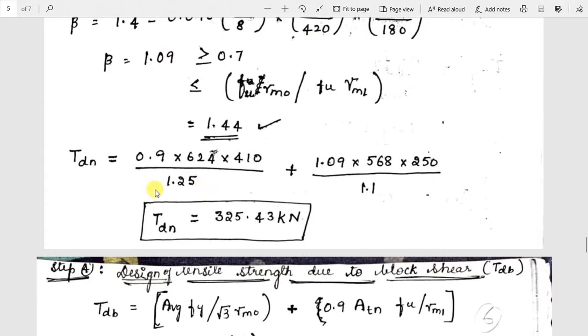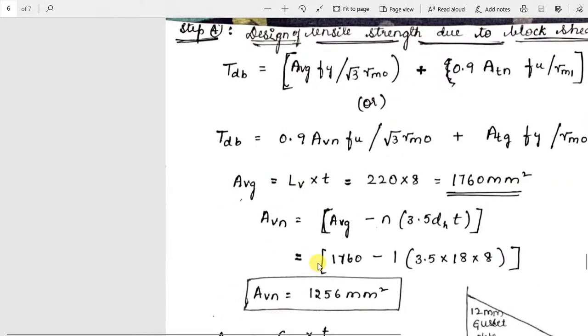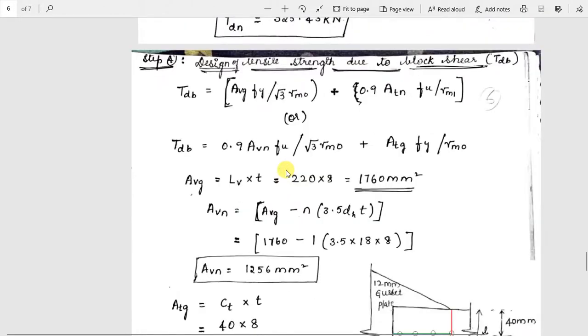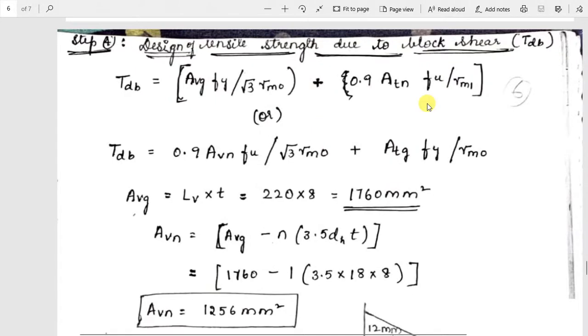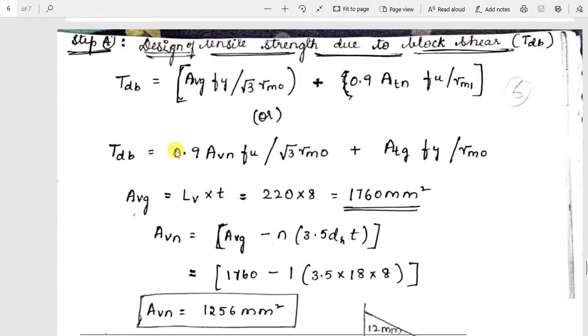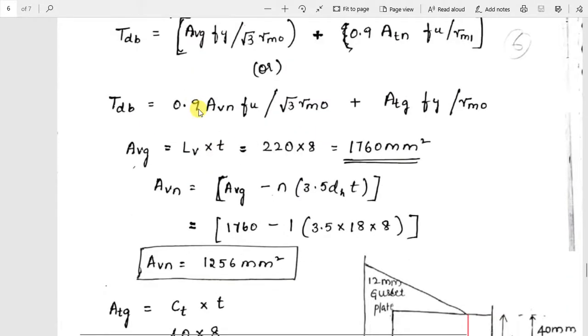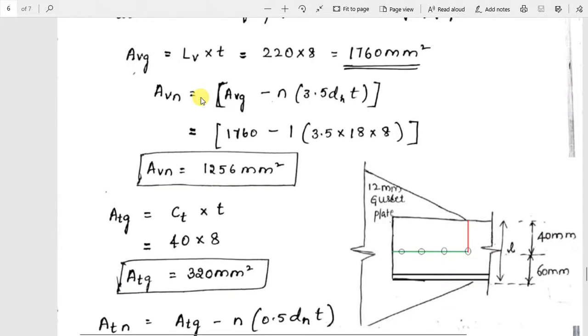So substitute all the values, we will be getting TDN for this particular angle. It is 325.43 kilonewton. So next we are left with finding out the block shear, that is TDB. We are aware that we are having two formulas here. So in this you have to calculate AVG, AVN, ATG and ATN similarly. So starting with AVG.